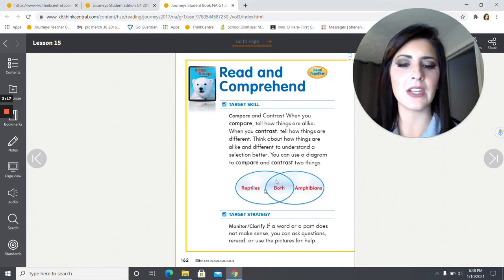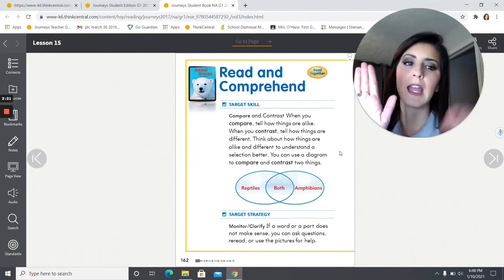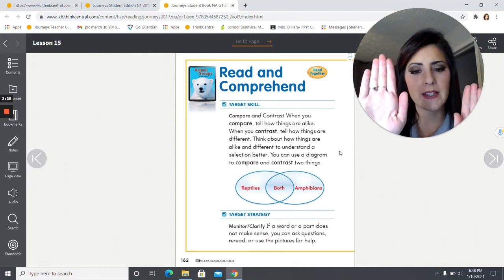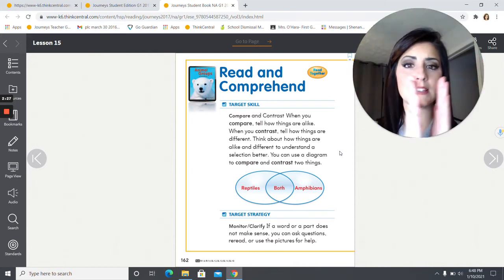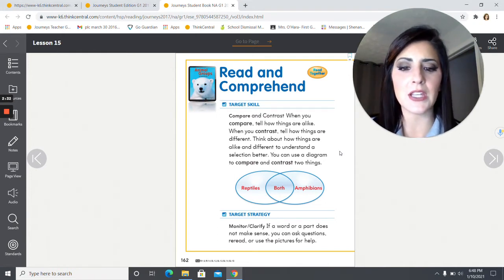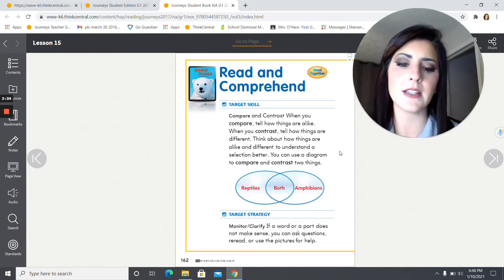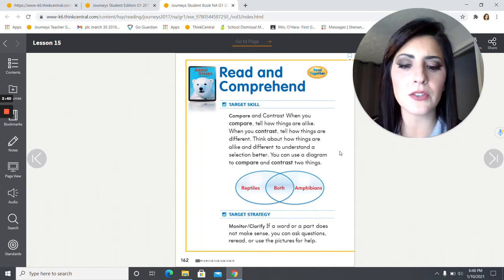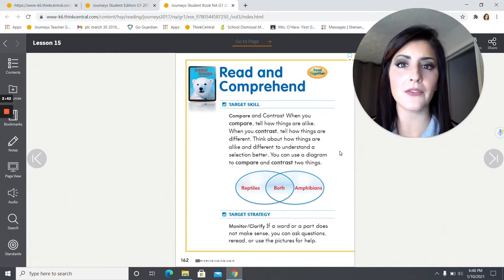So down here, they have an example where you can compare and contrast reptiles and amphibians. So you put what is for reptiles on one side, amphibians on the other, and then some of the things they share. And then our target strategy this week is to monitor and clarify. It says if a word or a part does not make sense, you can ask questions, reread the story, or use the pictures for help.